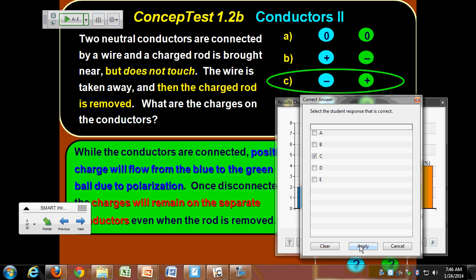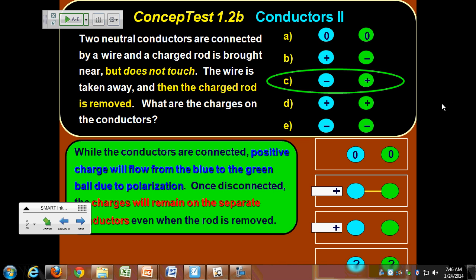Answer is C. Let me show you how we go about this. When you have the positive charge that comes up close here, you get negative charges here and positive charges here, because all those negative charges rush over to the blue conductor. Then when you take the wire away, you get negative and positive, and so the final charges are negative and positive, which is C.